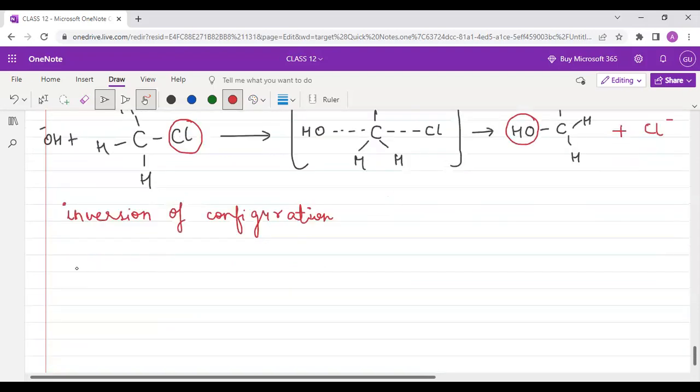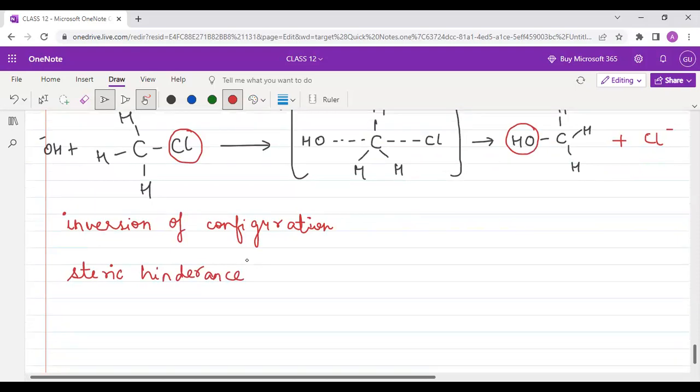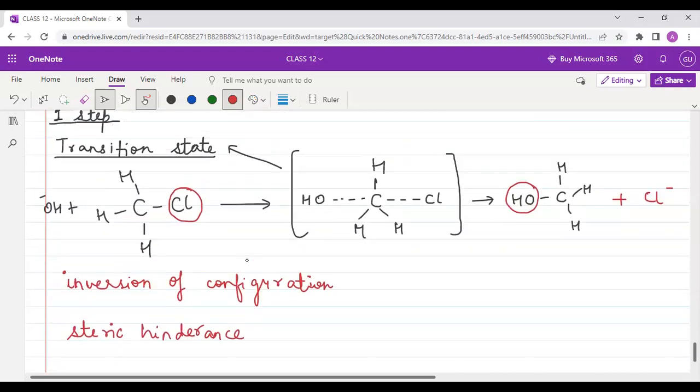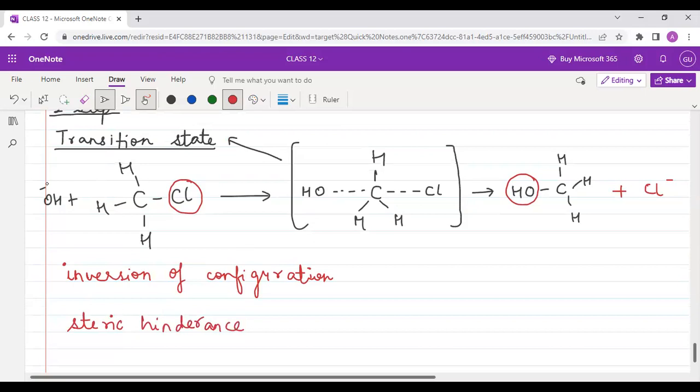In SN1, we were talking about the stability of the carbocation, but in SN2, we talk about steric hindrance. Do you understand steric hindrance? No, I don't. Okay, I'll explain. In this, the nucleophile has to approach this carbon. If the groups attached to carbon are already bigger in size, they are bulky groups.